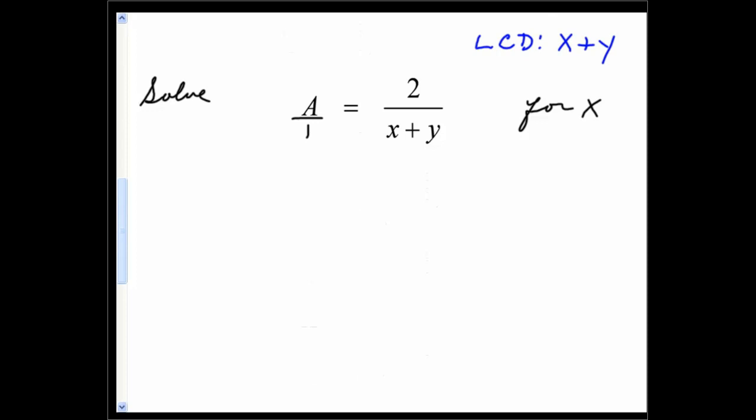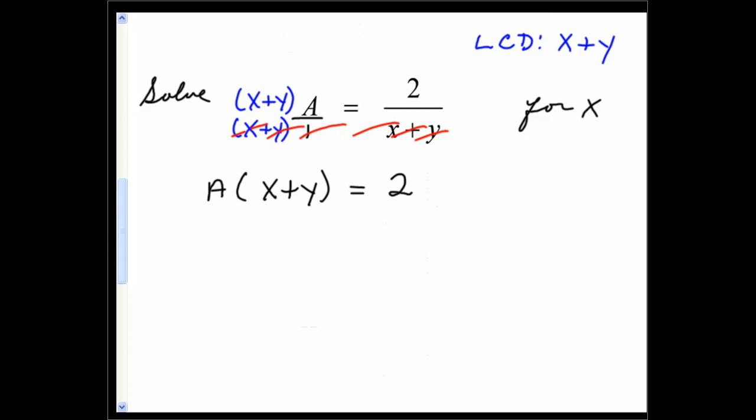So this denominator 1 is missing the x plus y. So multiply by x plus y on top and on the bottom. Now again, since all the denominators are the same, we can ignore them. And you're left with a times x plus y equals 2. Distribute: ax plus ay equals 2.